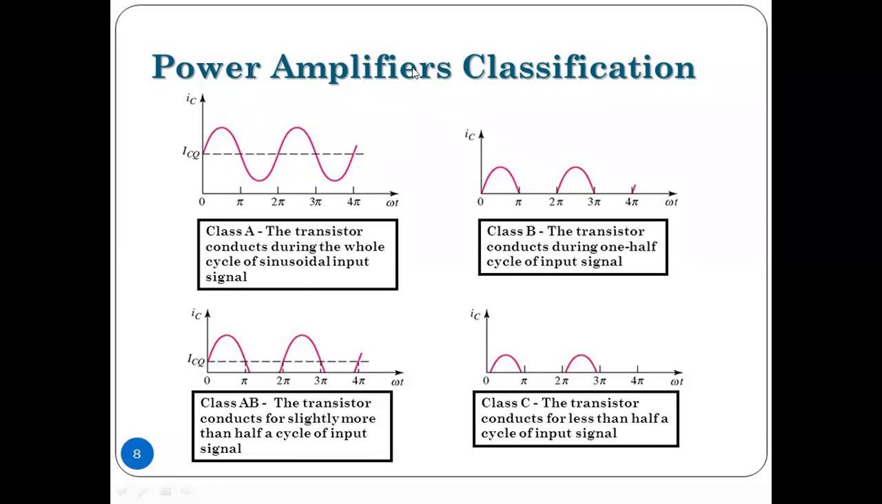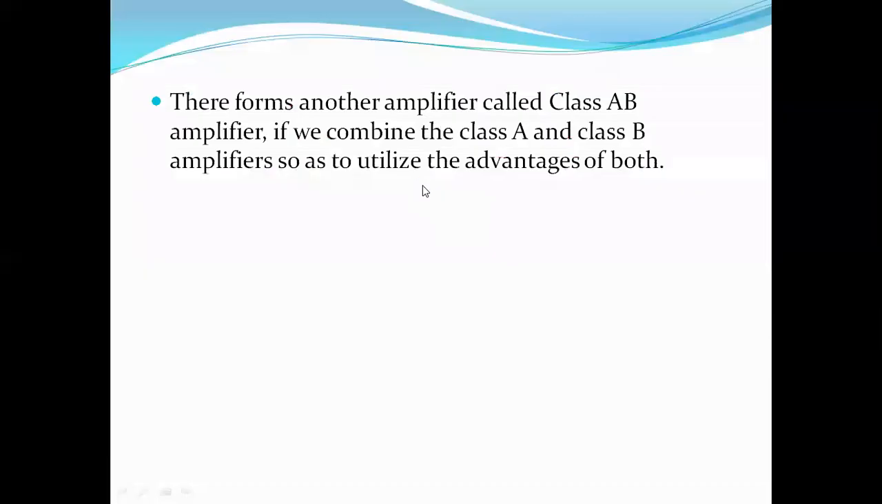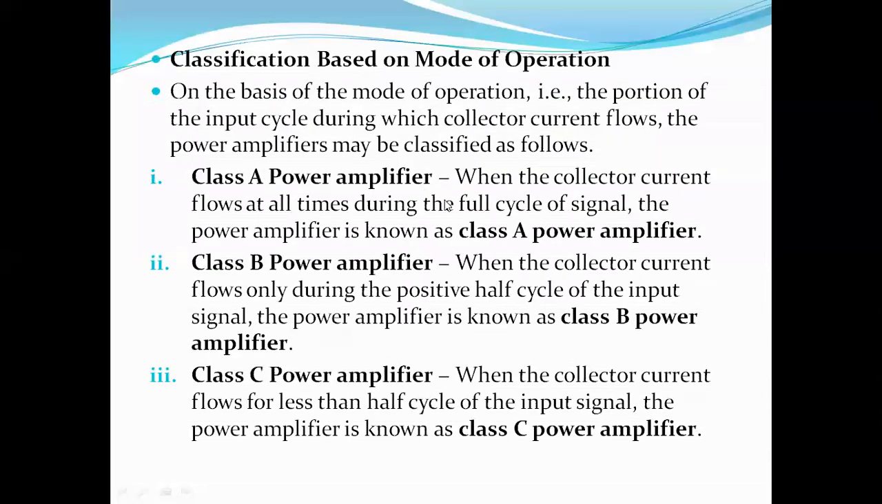So this is the classification of power amplifiers depending on the output waveform, depending on the mode of operation. And for each amplifier, the operating point may also vary. For class A, it is in the active region. For class B, it is cut off. So depending on the operating point, we can also classify the power amplifiers.